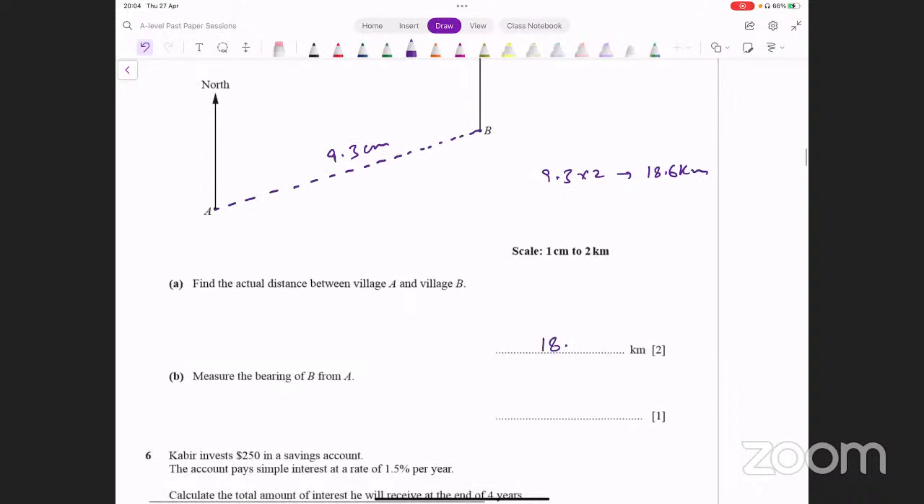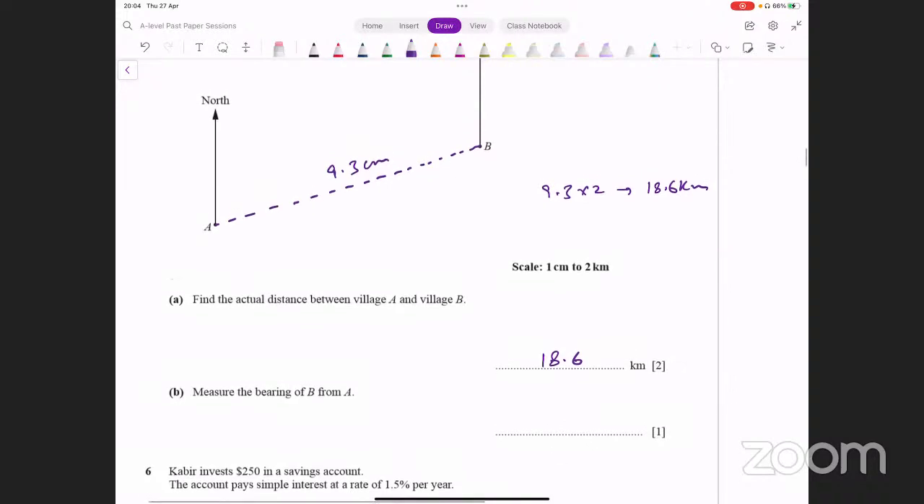ठीक है? अब इस तरह के क्वेश्चंस के अंदर वो मार्जिन ऑफ एरर देता है कुछ, तो आपका थोड़ा बहुत आंसर ऑफ हो सकता है, and that's going to be acceptable. So for example, इसके अंदर उसने रेंज दी हुई है 9.1 से लेकर 9.5 तक. That's a lot. अगर आप थोड़ा बहुत ऑफ कर भी देते हो, it's going to be correct. अच्छा, the next part says measure the bearing of B from A.